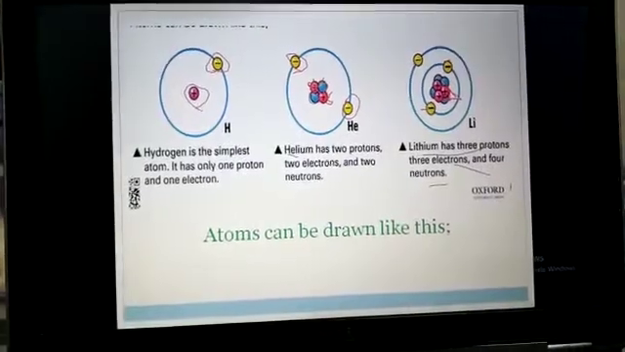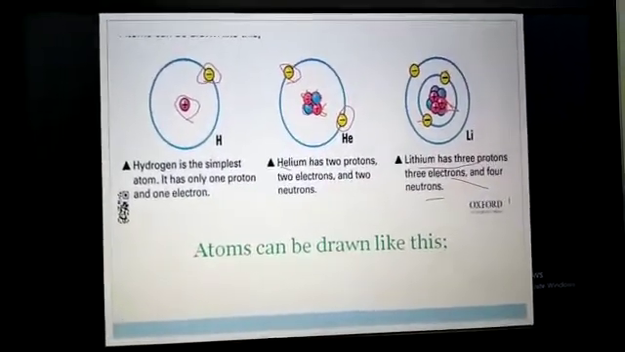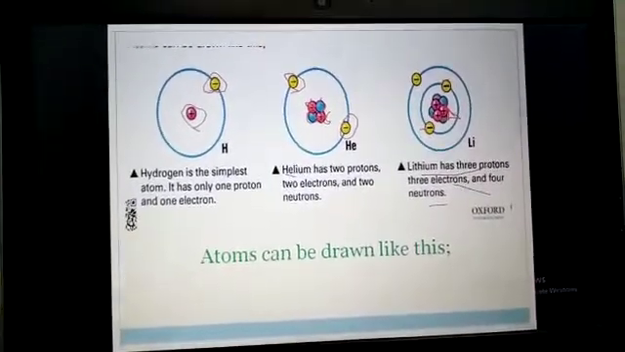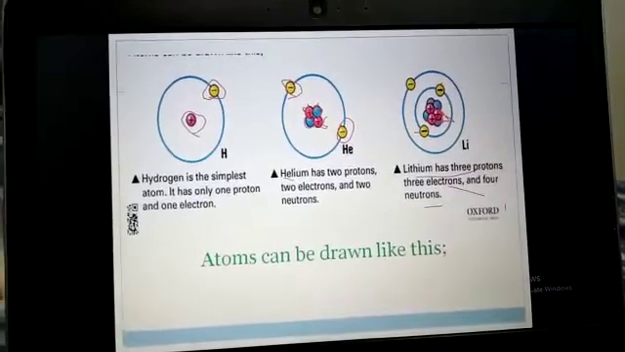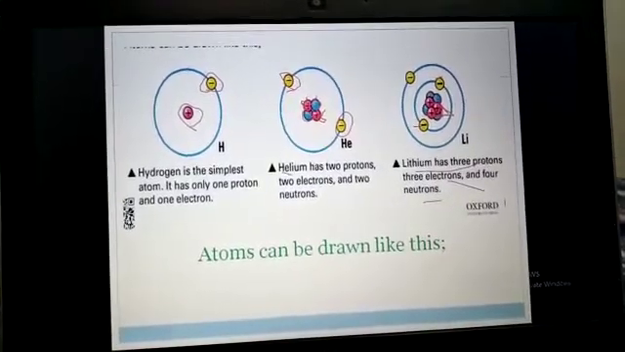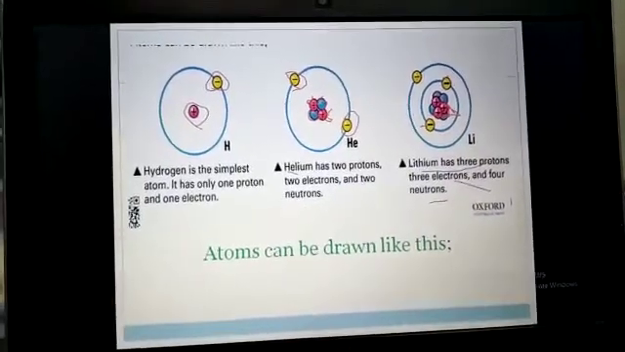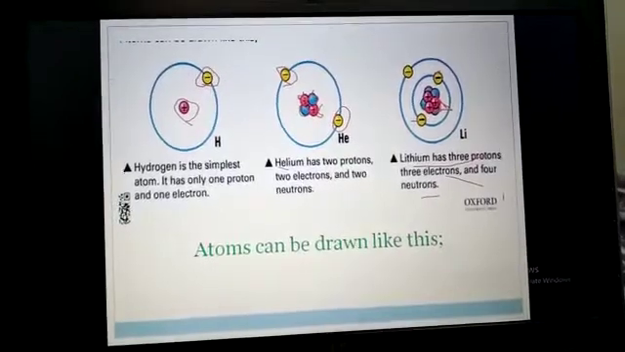Students, this is the diagram of electrons, protons and neutrons. Hydrogen is the simplest atom. You can see the negative charge: negative charge is present on the electron. Positive charge is present on the proton. This circle is an orbit.